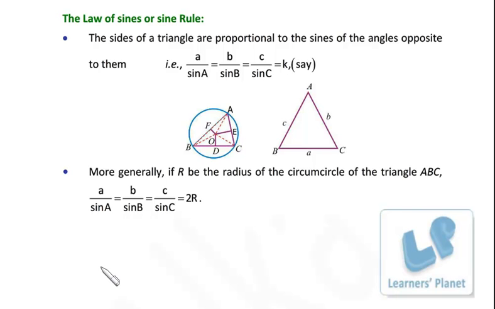Sometimes it depends upon the given data. I just take one example over here. A upon sine A is 2R. So A upon 2R is equal to sine A, right? So if you know the radius of the circumcircle and you know the side, that is side A, then you can find out the sine of A. That means angle A can be found out. So this is just one of the applications of this given relationship. Okay, here R is the circumradius.